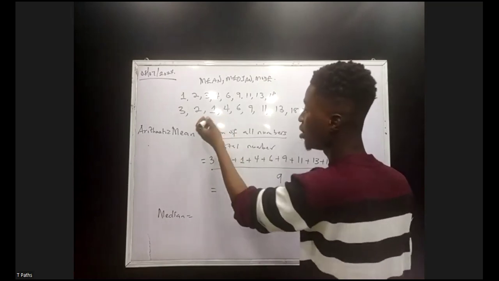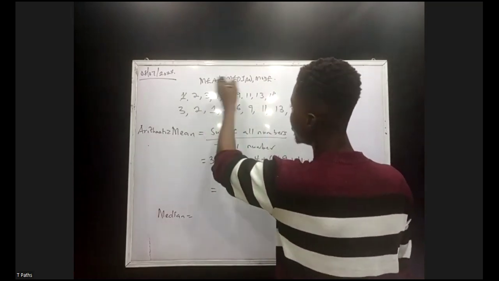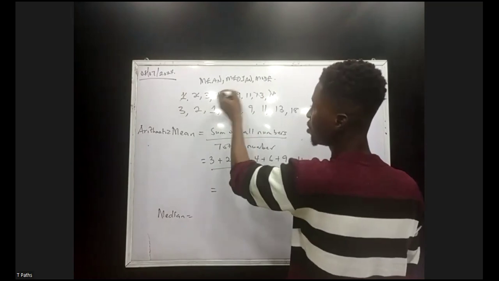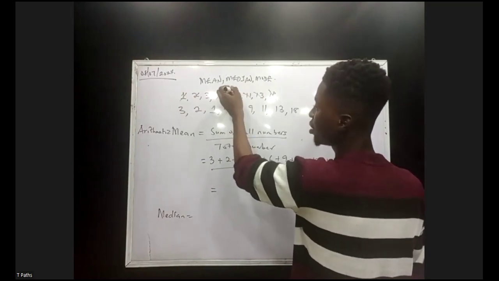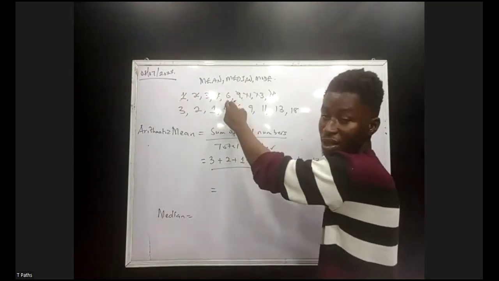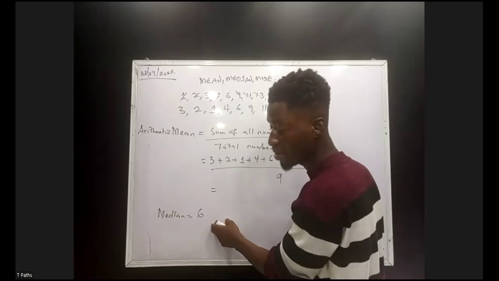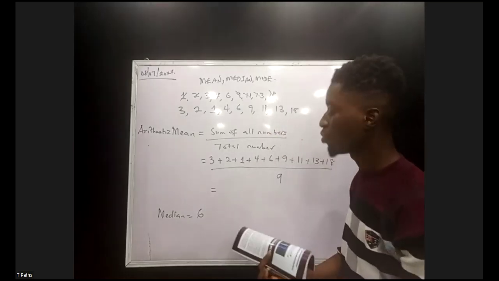So what is my median? The middle number. What's the middle number? Cancel this one out, cancel this one out, and you can get your middle number from that. So my middle number in this case is 6. That tells me my median is 6.